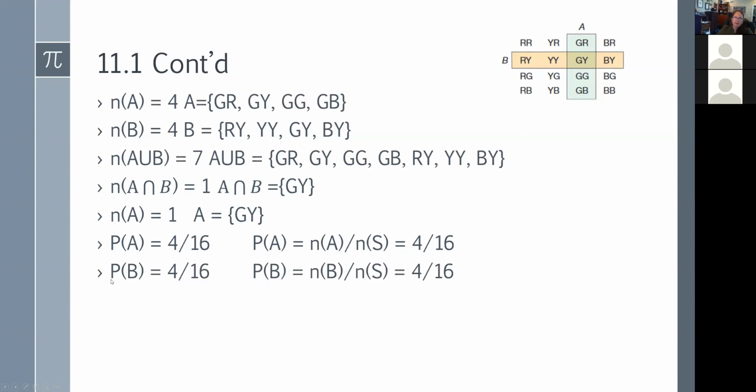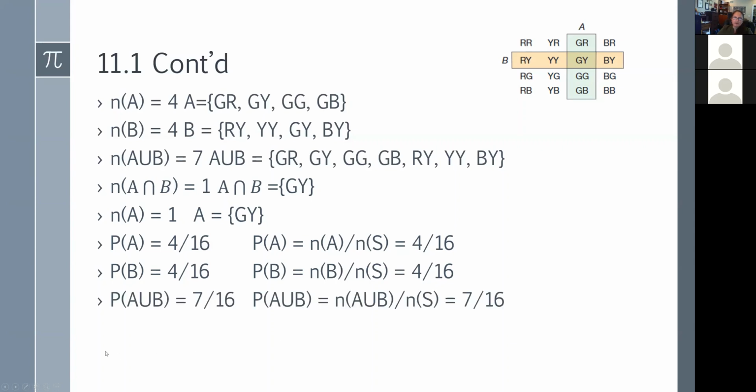The probability that event B happens is also 4 out of 16, and that's the number of outcomes in event B divided by the number of outcomes in the sample space, and that is 4 out of 16. The probability of A union B is 7 out of 16. So to find the probability of A union B, we would find the number of outcomes in A union B divided by the number of outcomes in the sample space. And up above, we saw that the number of outcomes in A union B was 7, and we know the number of outcomes in the sample space is 16.